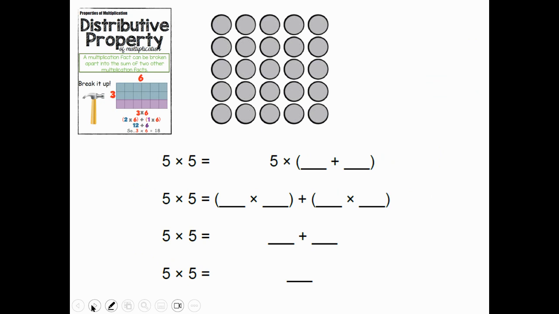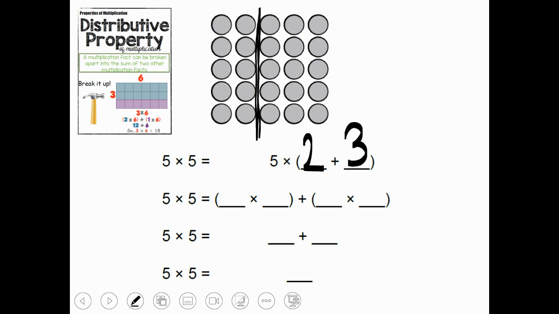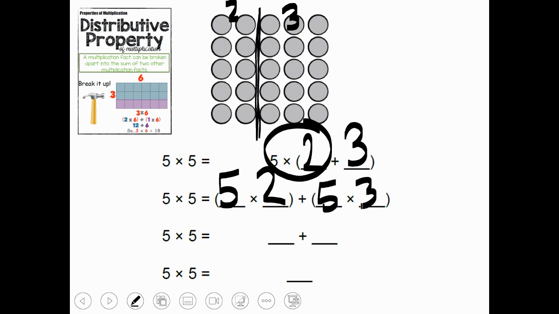I'm going to leave one of the 5s the same, and break apart another one of the 5s into a 2 and a 3. So I'm going to say 5 times 2 first, and then 5 times 3. Remember that 5 is going to talk to both of those numbers. So first I broke it apart.